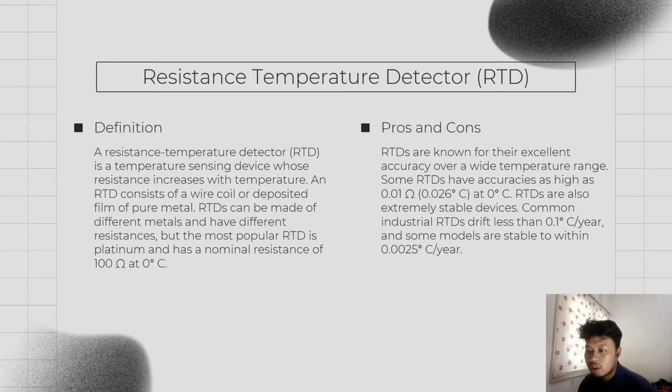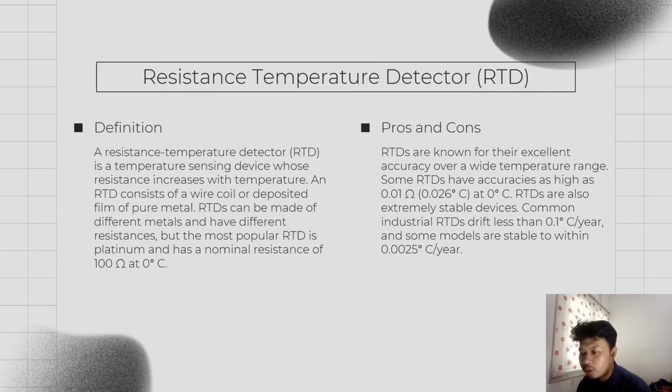Resistant temperature detector is a temperature sensing device whose resistance increases with the temperature. An RTD consists of wire coil and deposit film of pure metal. RTDs can be made of different metal and have a different resistance too, but the most popular RTD is platinum and has a nominal resistance of 100 ohms at 0 Celsius.